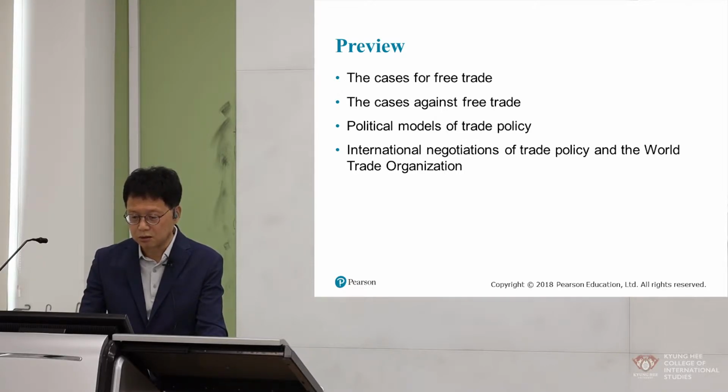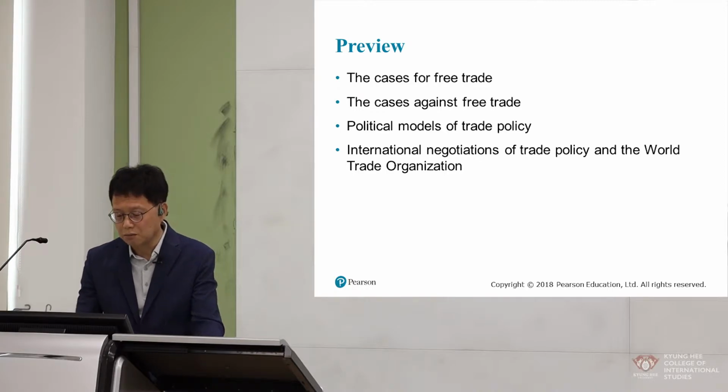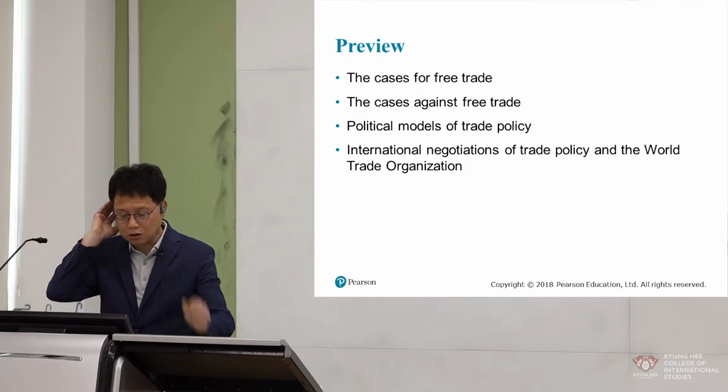Okay? And section 3, political models of trade policy. Here we introduce the median voter theorem and collective action. The main purpose of this section is to explain why protectionist policy is more popular than free trade policy. The implication of the median voter theorem is that free trade policy should be adopted rather than protectionist policy. But in the real world, that is not true.